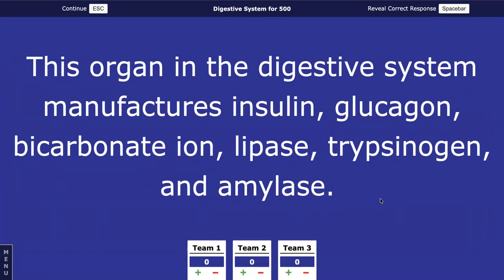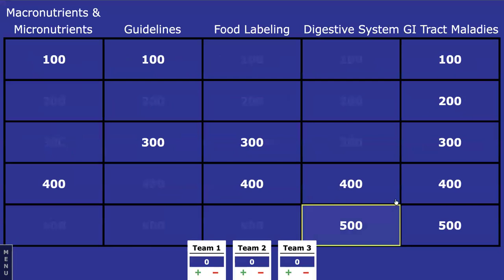Okay, next one. This organ in the digestive system manufactures insulin, glucagon, bicarbonate ion, lipase, trypsinogen, and amylase. Yep, the pancreas. Wow, you guys are ready for the midterm.